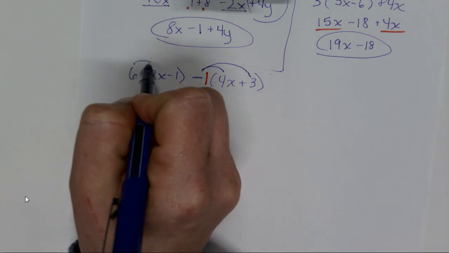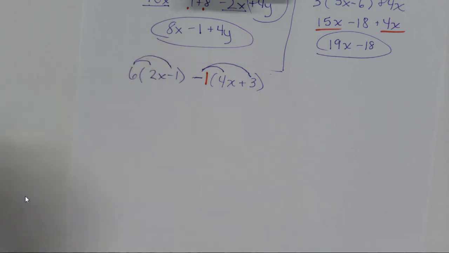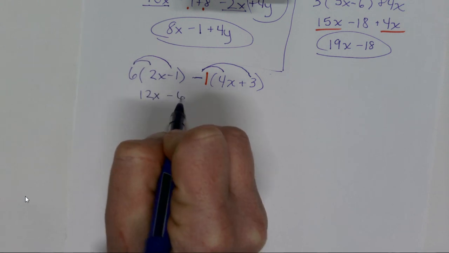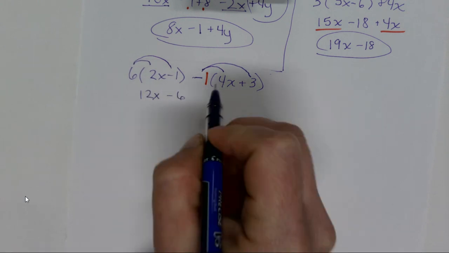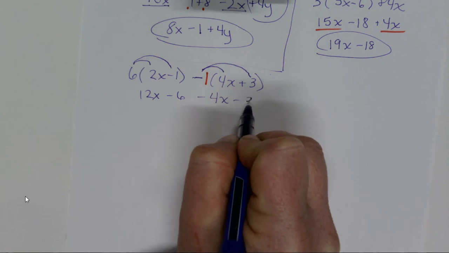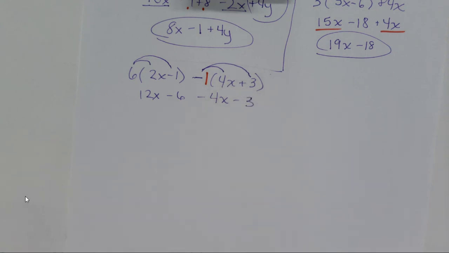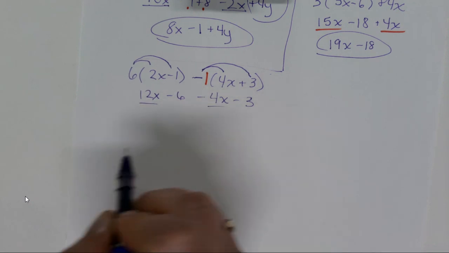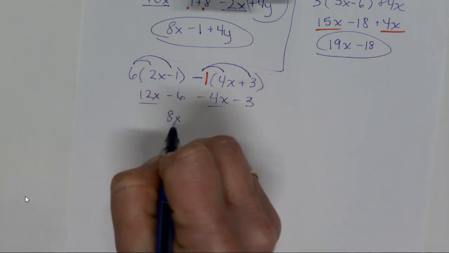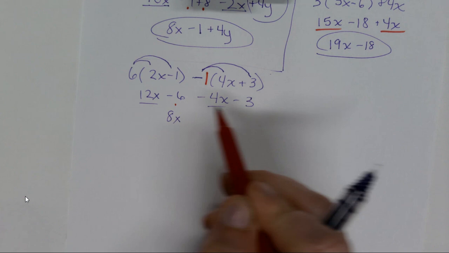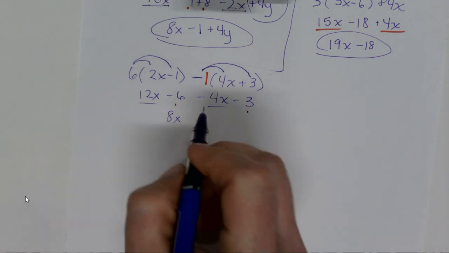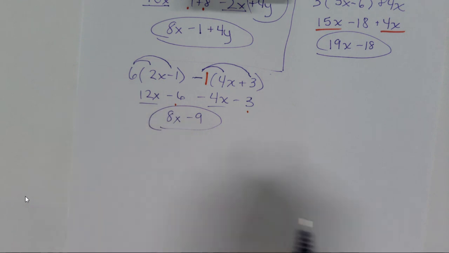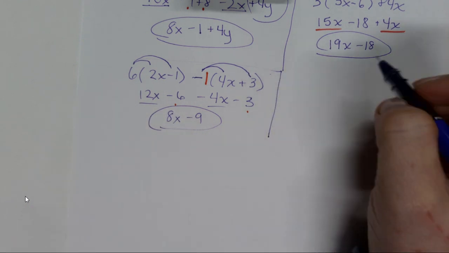So you're going to do distributive property twice. So we will get 12x minus 6 minus 4x minus 3. Be very careful about your negative signs here. 12x and negative 4x will hang out to make 8x. The negative 6 and the negative 3 hang out to make negative 9. And there's your final answer. Let's do another one.